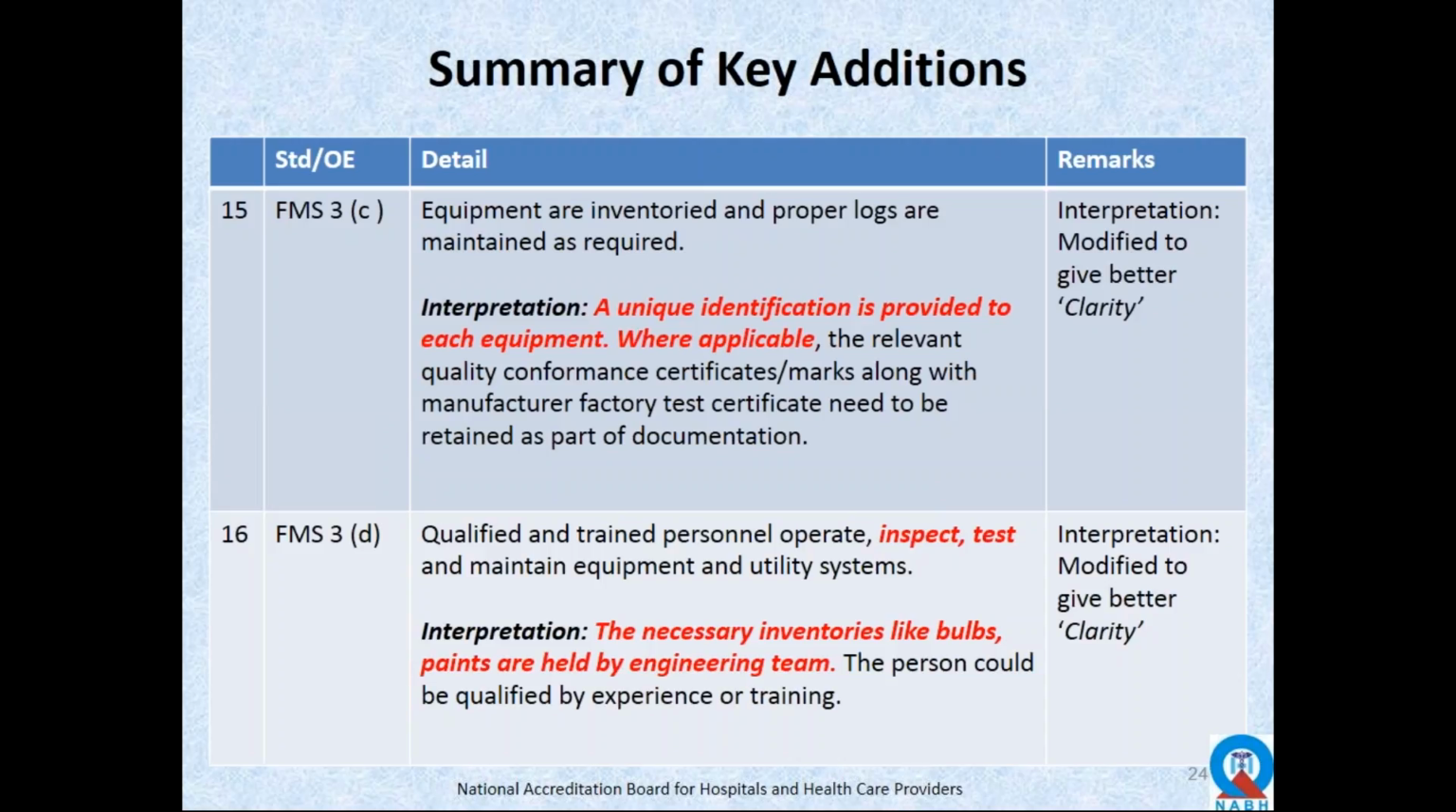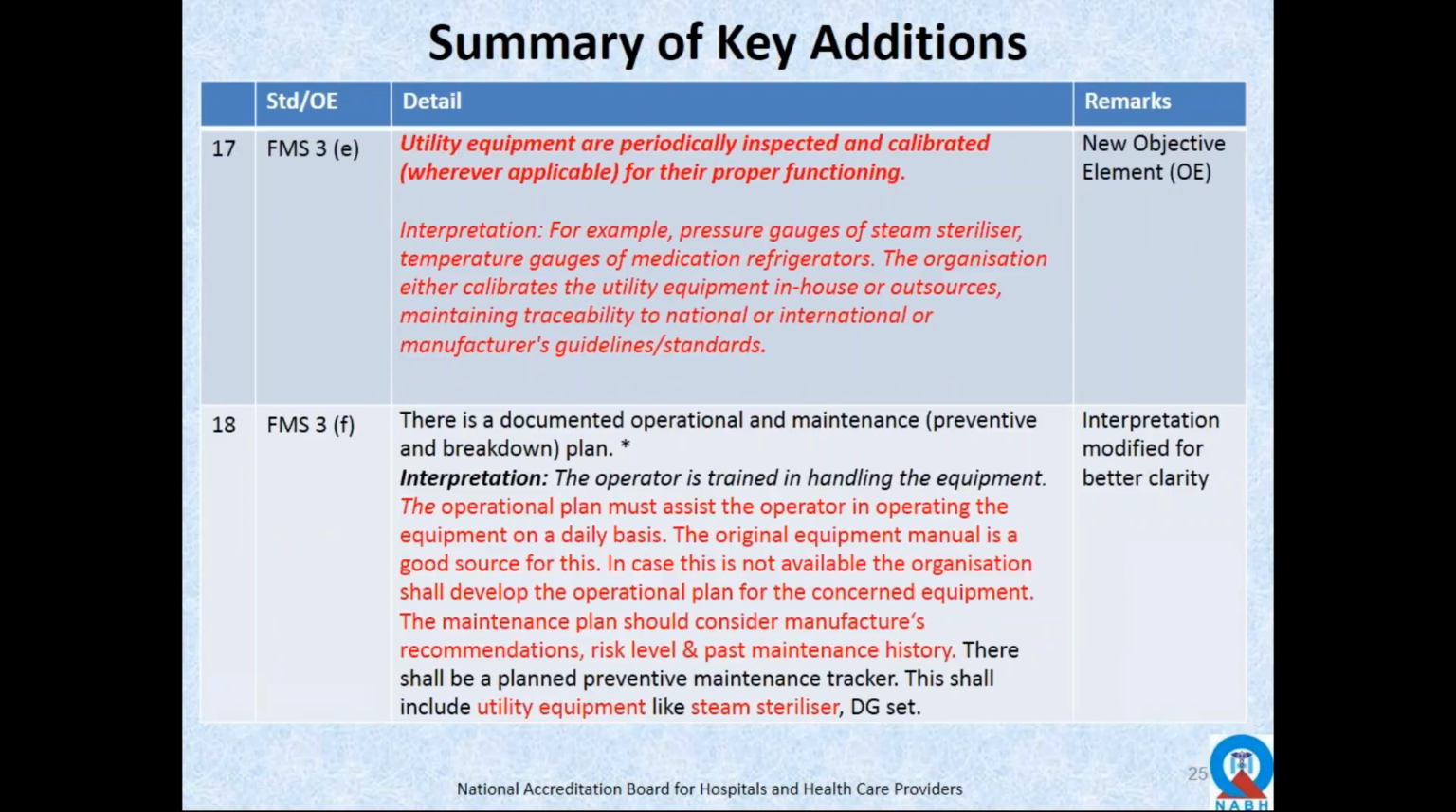FMS 3E: a new objective element has been added to address the requirement of inspection and calibration of utility equipment for their proper functioning. Equipment such as pressure gauges of steam sterilizers, temperature gauges of medication refrigerators, etc. So whether the organization calibrates this equipment in-house or outsources this, the maintenance of traceability to national and international standards should be maintained.